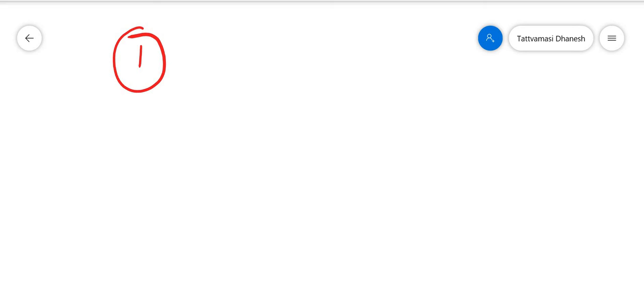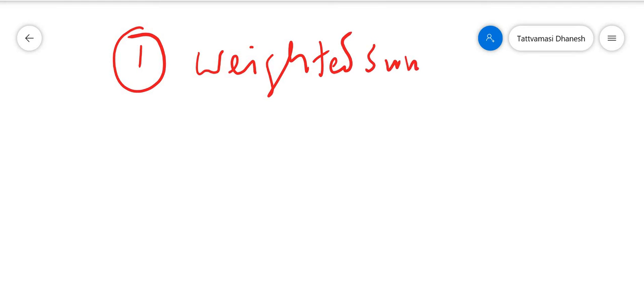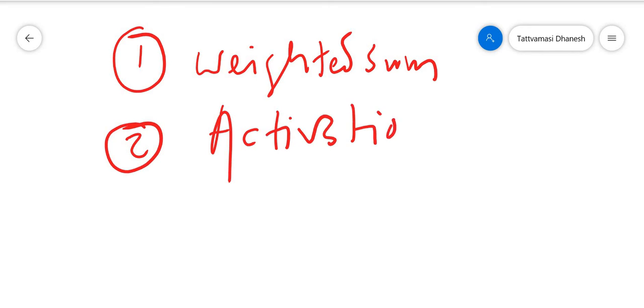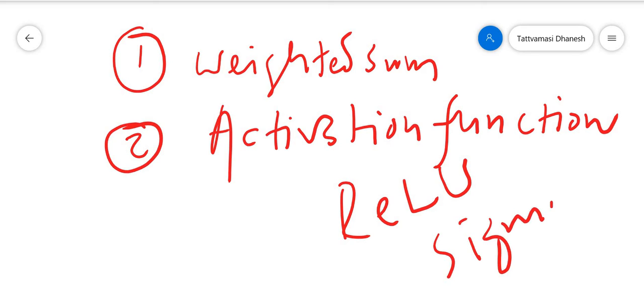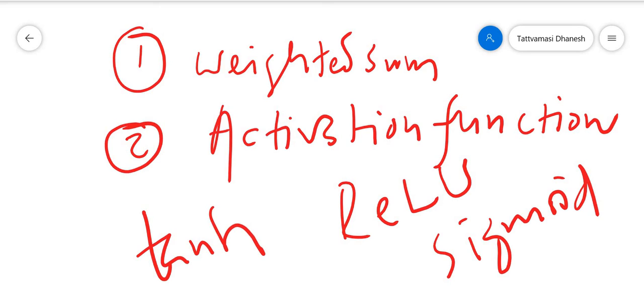There are two steps happening inside a perceptron. The first is that it calculates the weighted sum coming to a particular node from the previous nodes. Second, it squashes the weighted sum with the activation function. So what is an activation function? An activation function represents the state of a node. It determines whether a particular node should be activated or not. There are different types of activation functions: hyperbolic tan, sigmoid, and ReLU. These are all different types of activation functions.